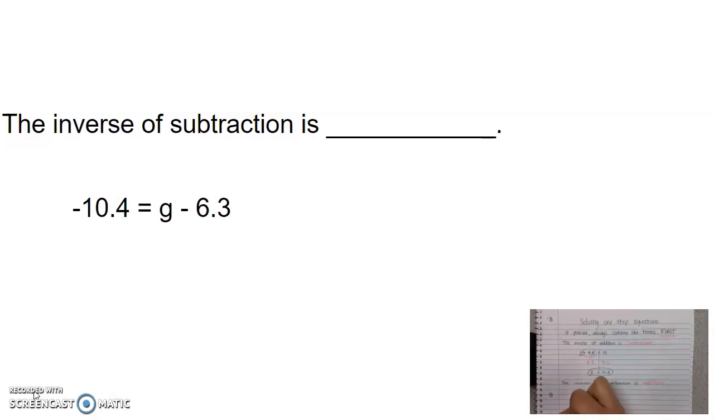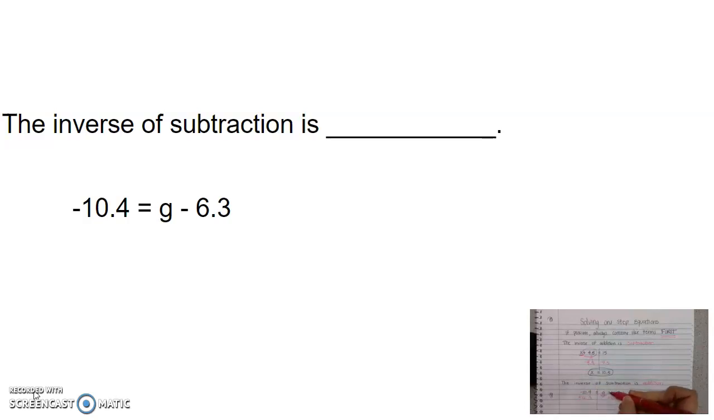So in this next problem, it starts as negative 10.4 is equal to g minus 6.3. And again, I'm trying to get my variable, my g, all alone. So on the same side as my g is a negative 6.3. I'm going to go ahead and add that to both sides of my equal sign.